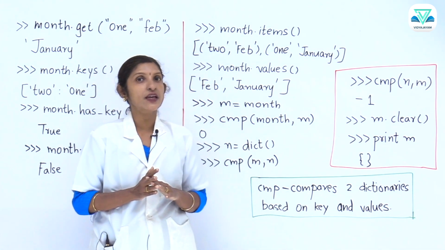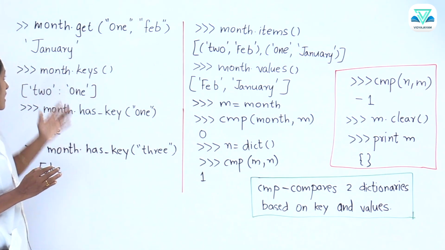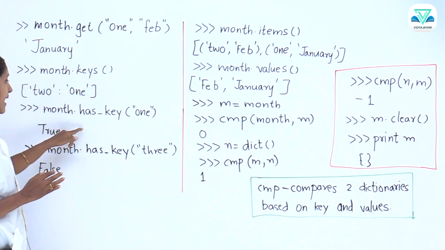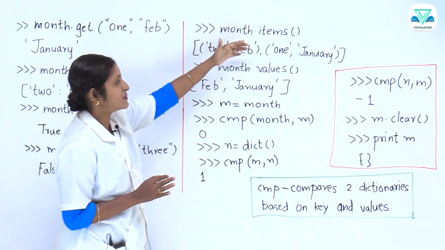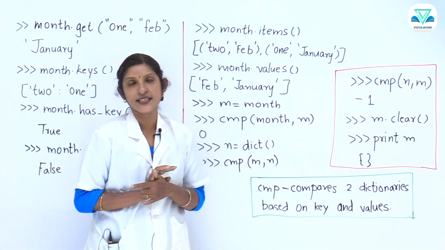So likewise we are able to use the different operators to get the values, like get, then keys, hasKey, then items, values, cmp, clear. These are the different functions which we discussed.